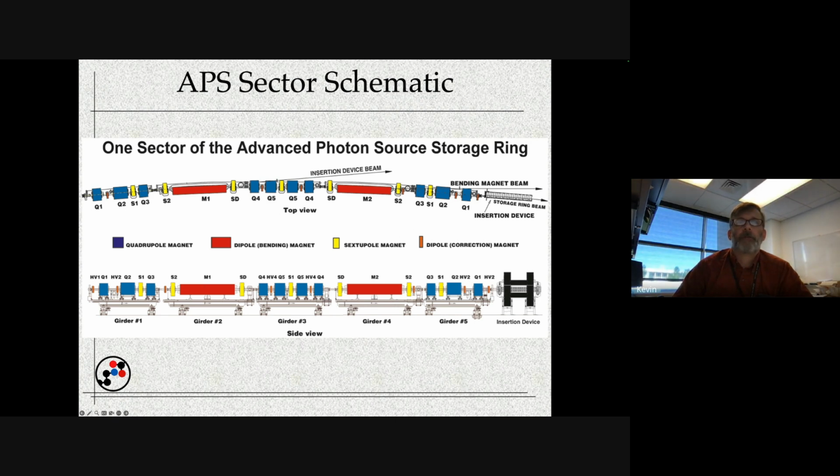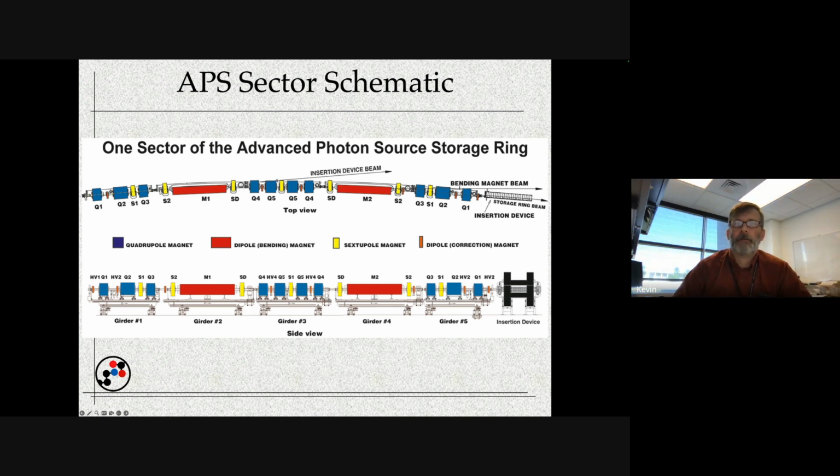In this top portion, it would be as if you were looking down from the sky at the top of the storage ring. There are a number of these blue and yellow magnets. They're quadrupole and sextupole magnets that are used for steering. And then there's this very large red dipole magnet, which is one of the bending magnets that I mentioned. This causes the X-rays to come in a straight line, then bend ever so slightly, and then move in another straight line.